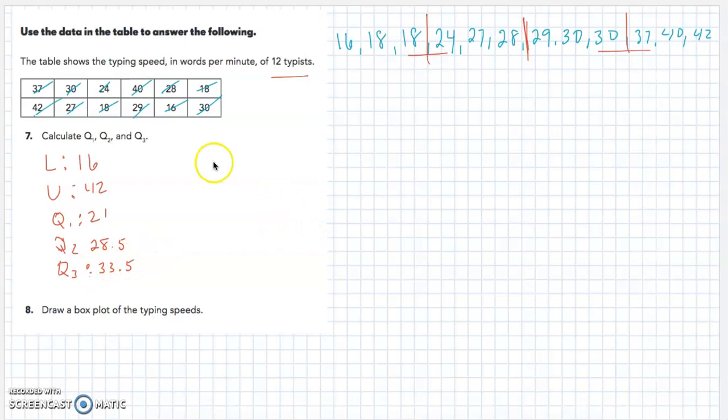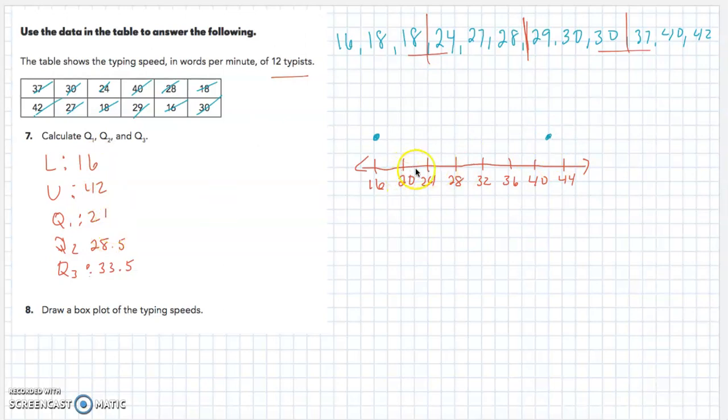Okay, so now let's make the box plot. Lower extreme of 16 and an upper extreme of 42, I decided to go up by 4s. So 16, 20, 24, 28, 32, 36, 40, and 44. So now let's just fill in the things we know here. We know the lower extreme is 16, the upper extreme is 42, which is right about there.